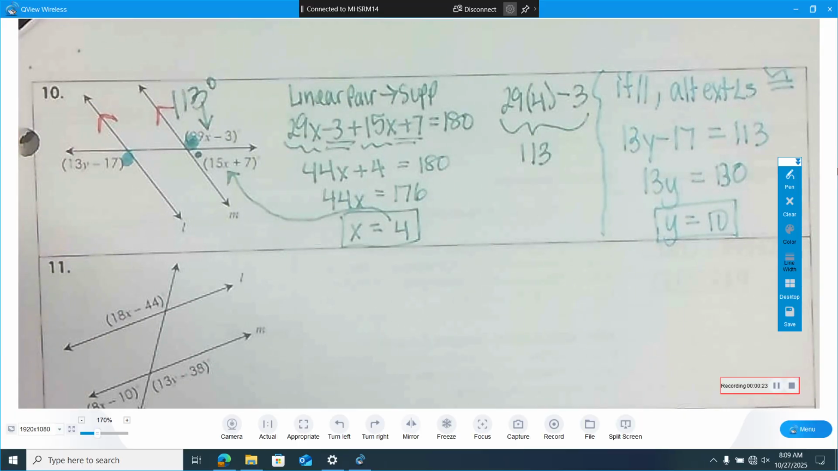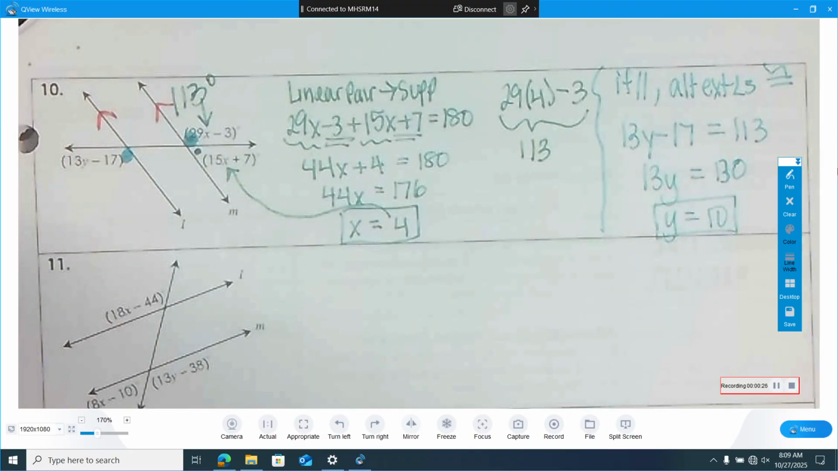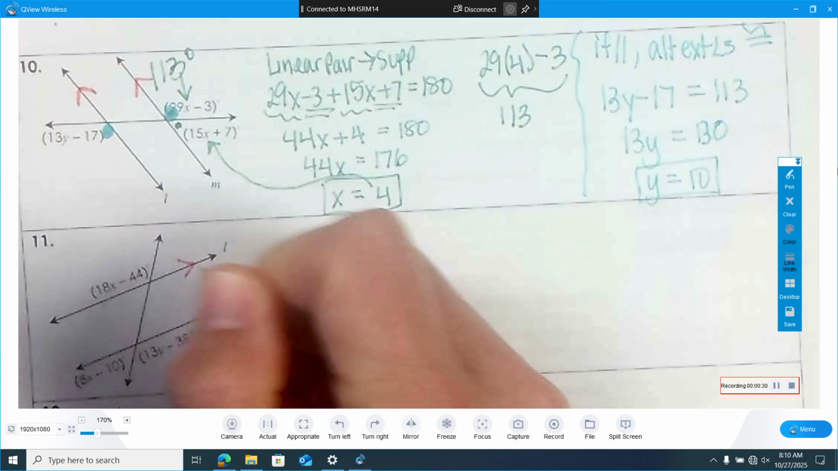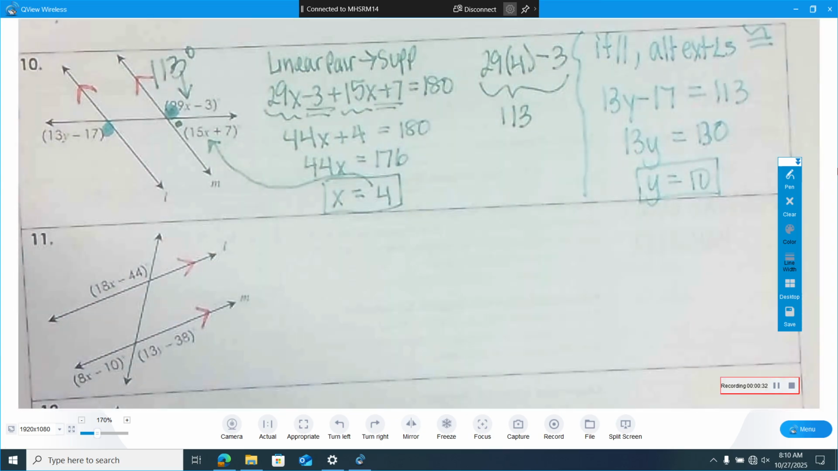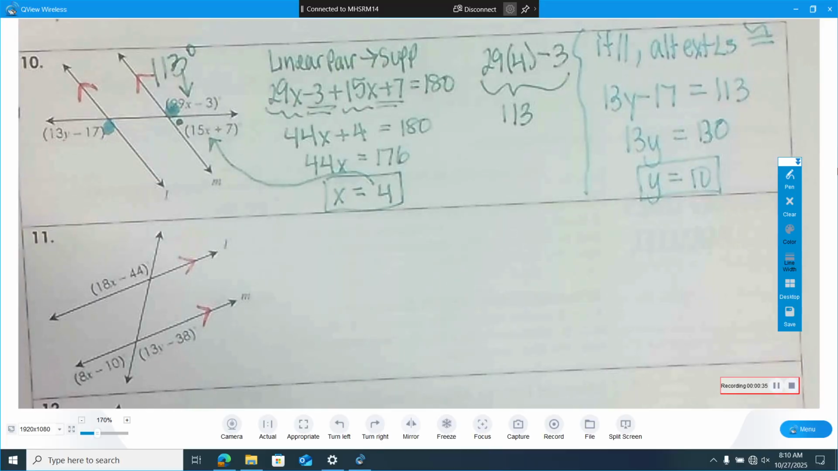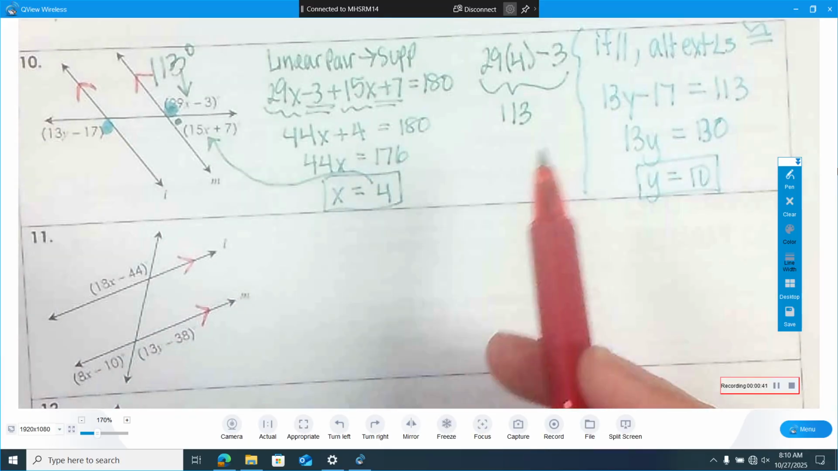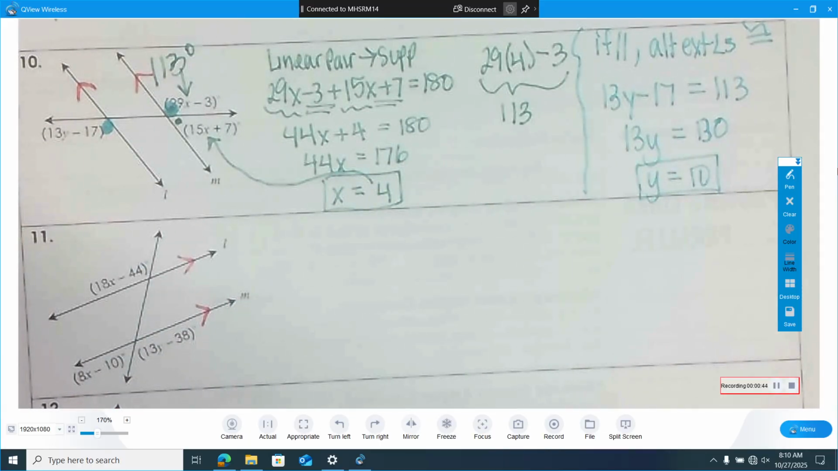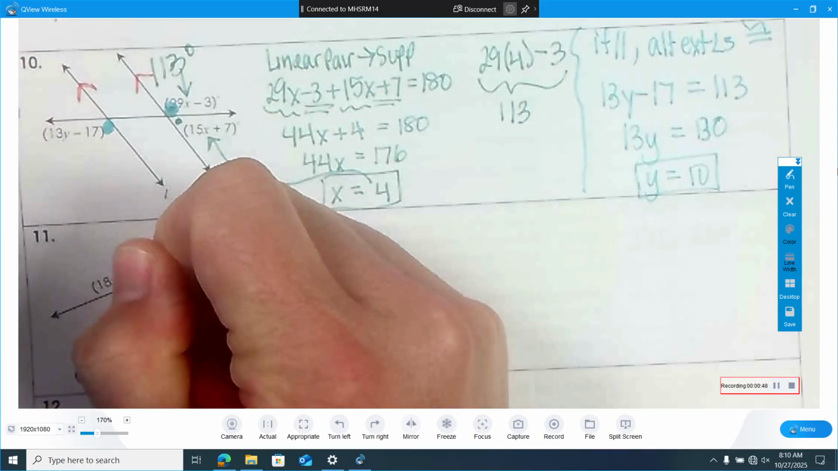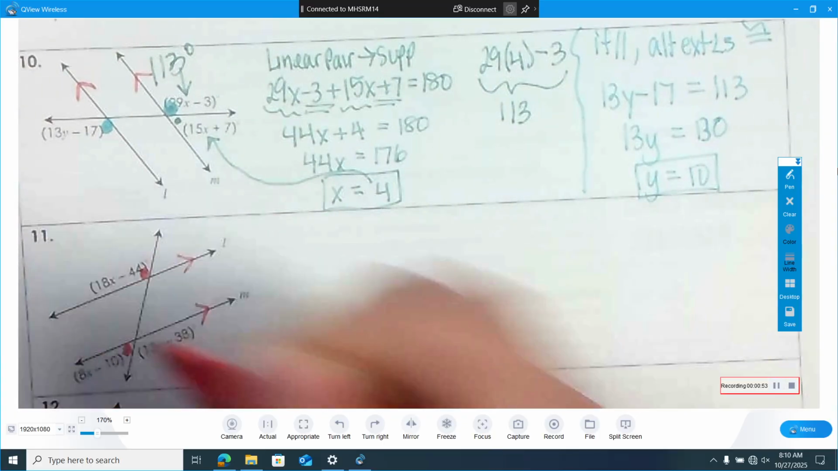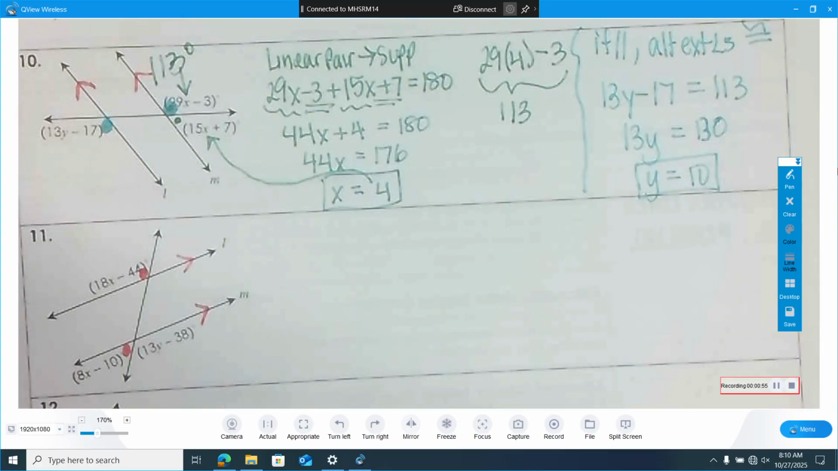All right. So we have parallel lines. So line L is parallel to line M. It's always a good idea to mark that so you're really, really clear. And it looks like we have to solve for X and Y here. And of course, if I'm going to set up an equation, they all better be the same letter. So looking at 18x minus 44 and 8x minus 10, I'm putting little red dots by those two angles.